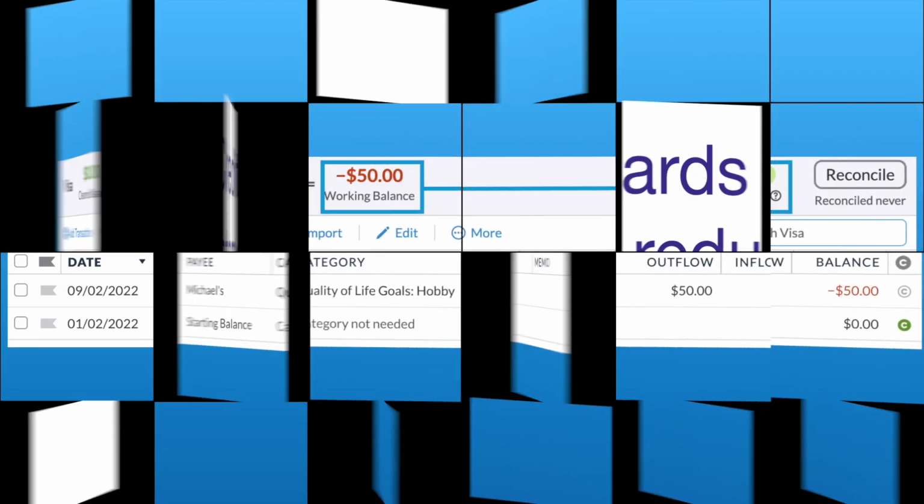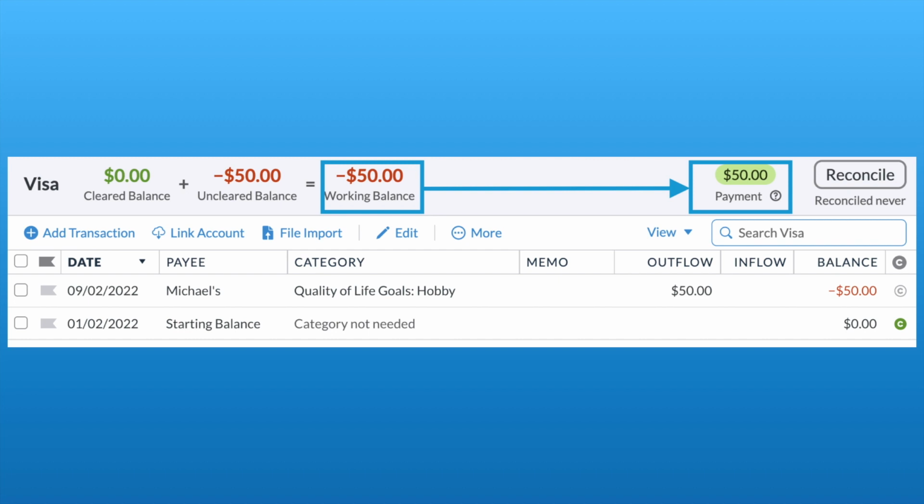So let's see what happens when you have a credit card reward and it reduces the amount you owe on your statement. Here, we're actually going to look at the account. The first thing we have is our account has a $50 balance. We owe it $50, and we have $50 set aside.